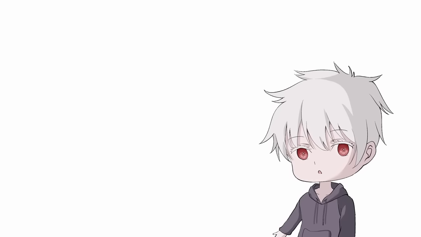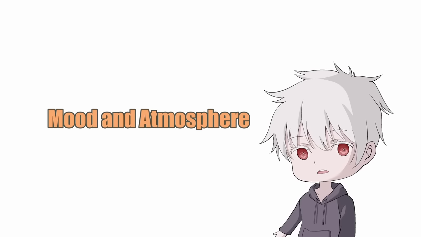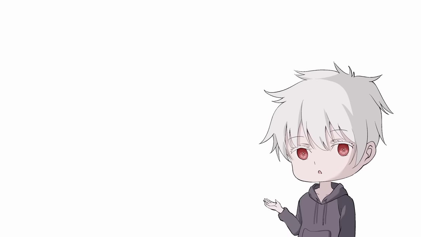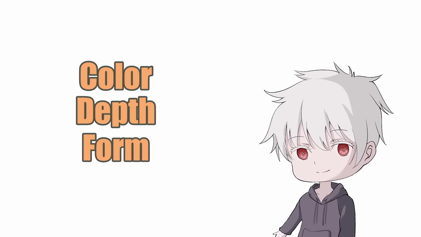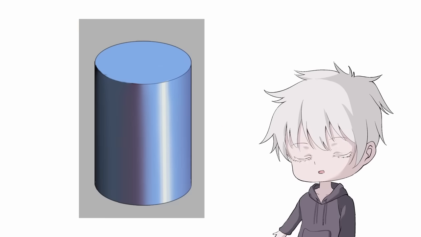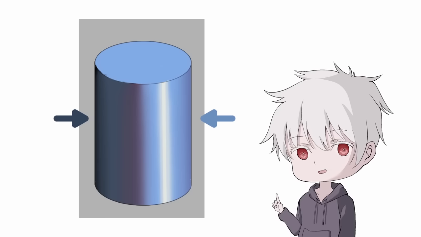Deciding on the type of lighting and drawing is important because it helps to establish the overall mood and atmosphere of a scene, as well as the spatial relationships between objects. On top of those, lighting has a great influence on the appearance of color, depth, and form of a drawing. Choosing the light source is typically done before selecting the color. That is why two-tone shading is so useful because the two shades can create areas of light and shadow, making the whole coloring process 10 times easier.